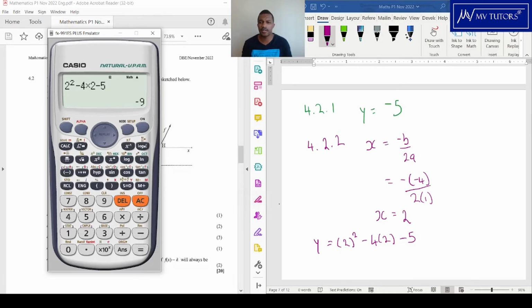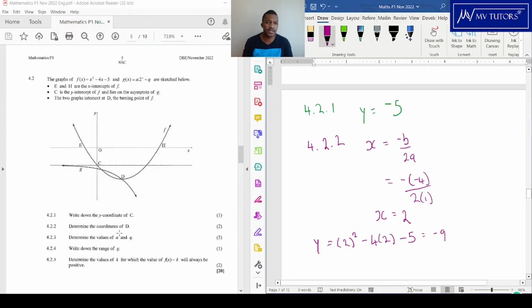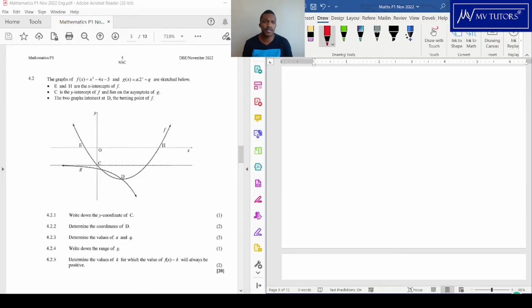Okay, we get it's -9. So our coordinate at D, which is the turning point, we just write D, the coordinate: the x value is 2, the y value is -9. That's it. All right, let's look at the next one.